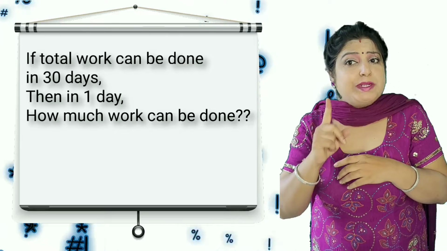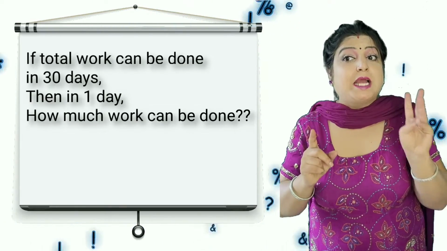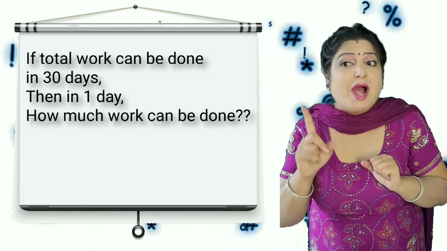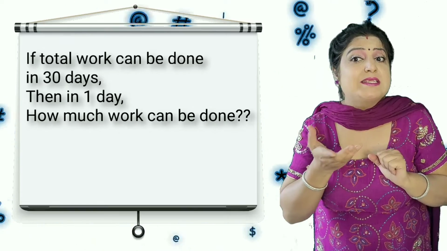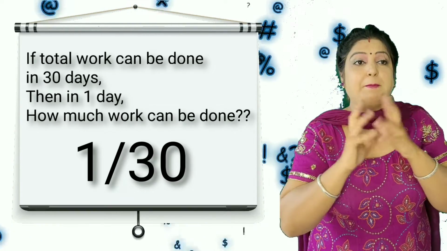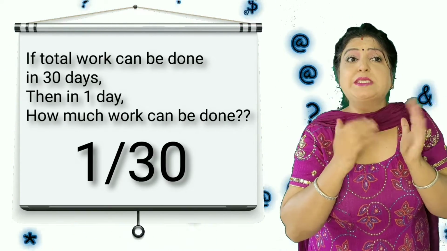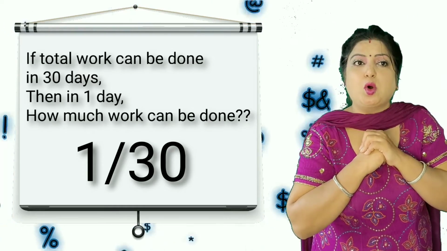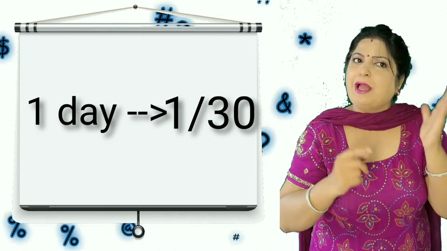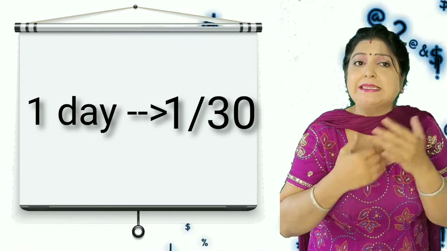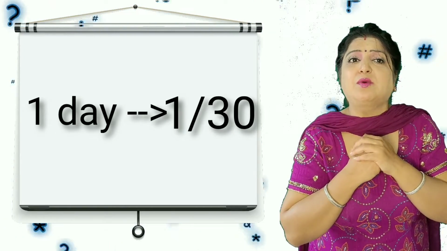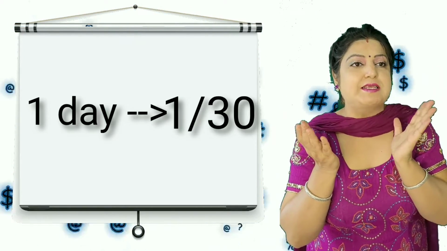Say, if total work can be done in 30 days, then in 1 day, how much work is done? 1 by 30. Because we do just inverting. So, in 1 day, 1 by 30 amount of work is done. That means we are converting days to works.